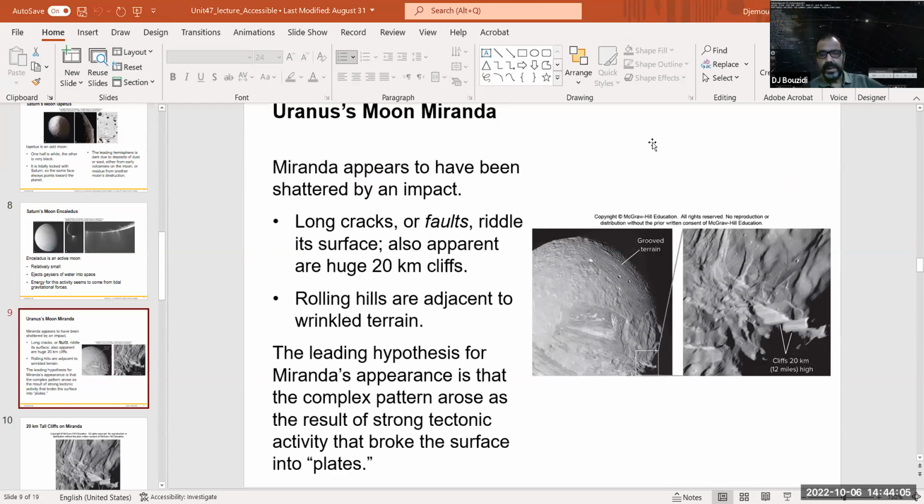Again, this is Miranda. Miranda also has these large faults on it that basically dwarf any mountain, or actually the Grand Canyon on Earth. The Grand Canyon, if you happen to go to it, is only about a mile or two down. This one is 20 kilometers or 12 miles, basically, the cliffs are. So again, it suggests a violent past, from either tectonics or different kinds of collisions with these moons.